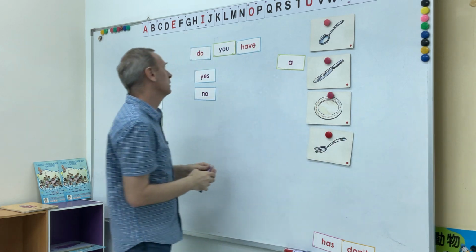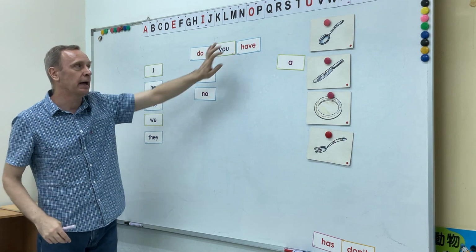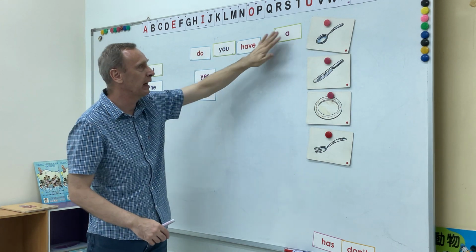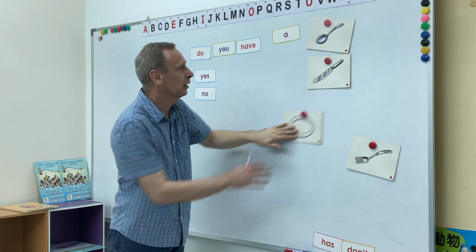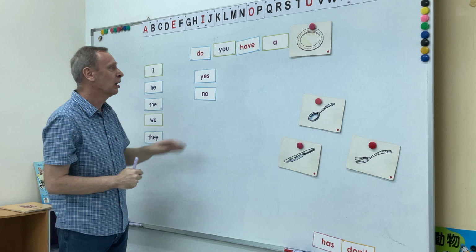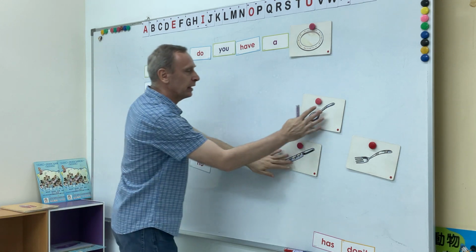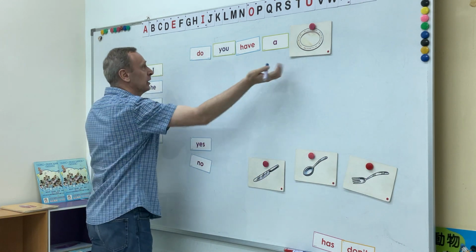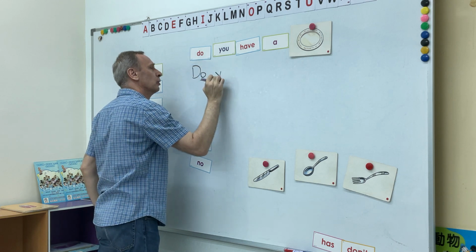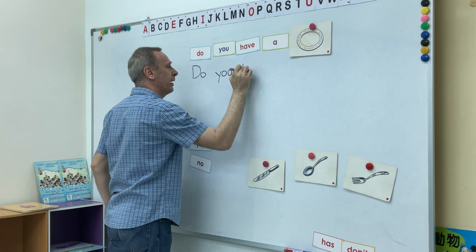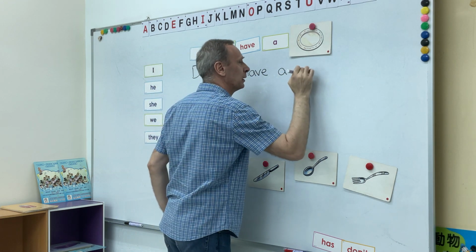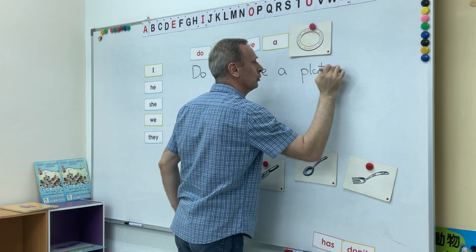Yes. The question will be like this: Do you have a spoon? How about this one? Do you have a plate? Of course, if you want to write "Do you have a plate?" you would write it clearly. It goes like this: Do you have a plate?